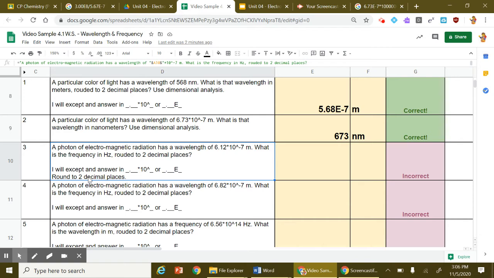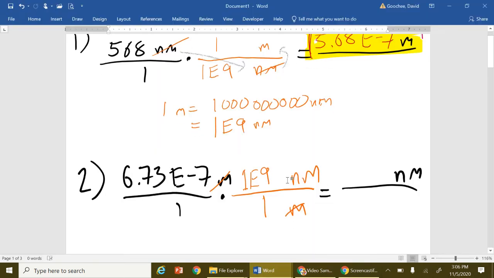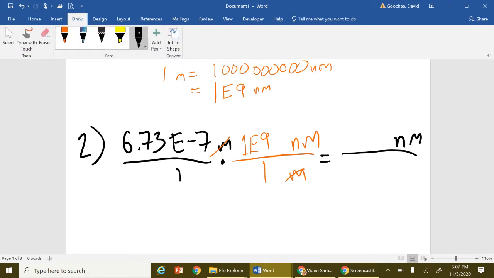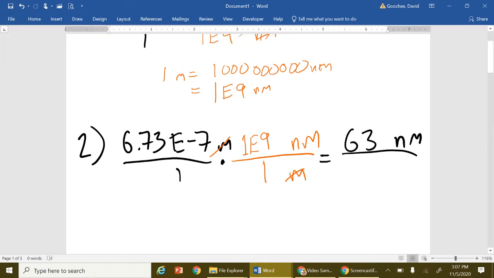A photon of electromagnetic radiation has a wavelength of 6.12 times 10 to the negative 7th meters. What is the frequency of that radiation in hertz, rounded to 2 decimal places? Now, this seems kind of complicated, but I assure you it really isn't. Let me make sure I fill this in for you guys.